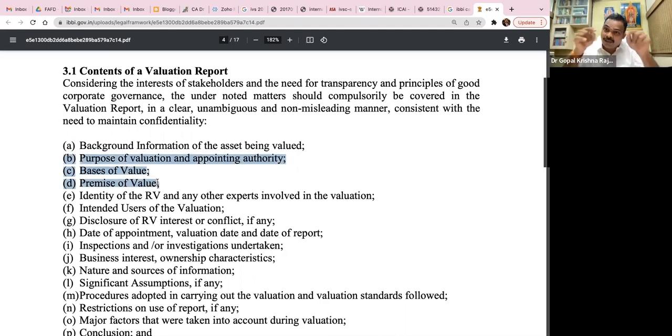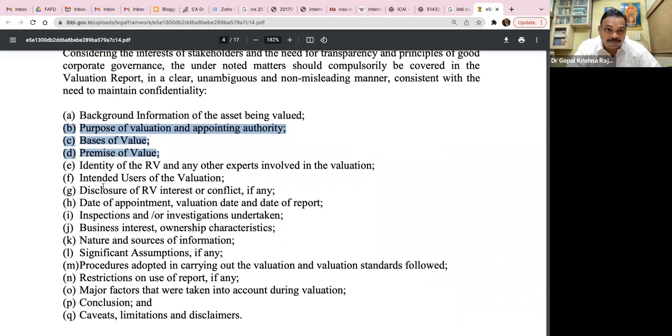Even before IBBI brought this, I used to mention this in my various lectures: purpose first, base next, premise third. And IBBI has confirmed it. Then only your methods and all are coming. Please look at this: nature, procedures adopted, valuation standards followed. Which standard? You can even say European valuation standard you are following, because nowhere in India, whether MCA or others, says you have to follow only so-and-so standard. They only say internationally best standards. So you can follow anything.